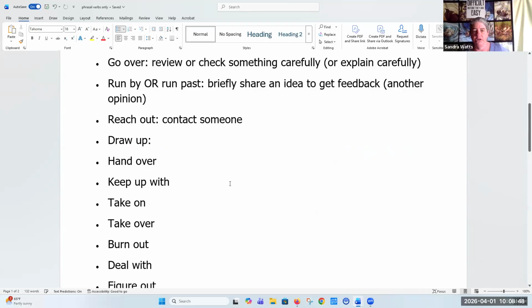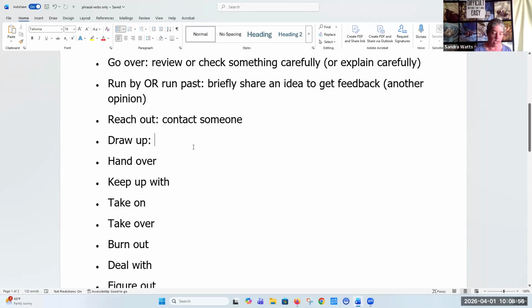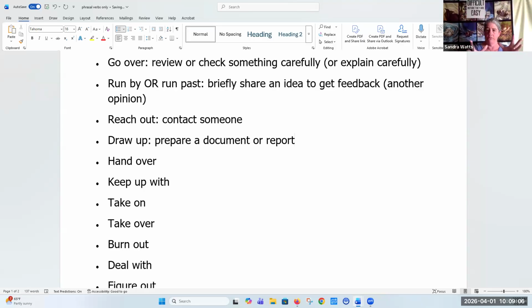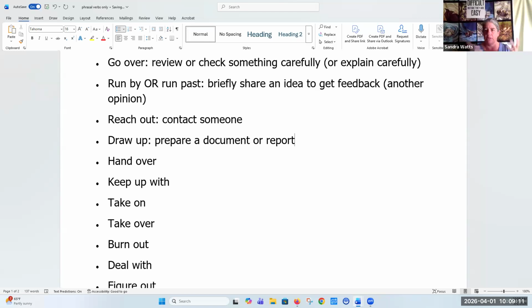It's not draw like picture. Write something. Yeah, it's actually the first time, like prepare. Prepare. So it's like, prepare something that you're going to use. So it's like the first time you're writing it.